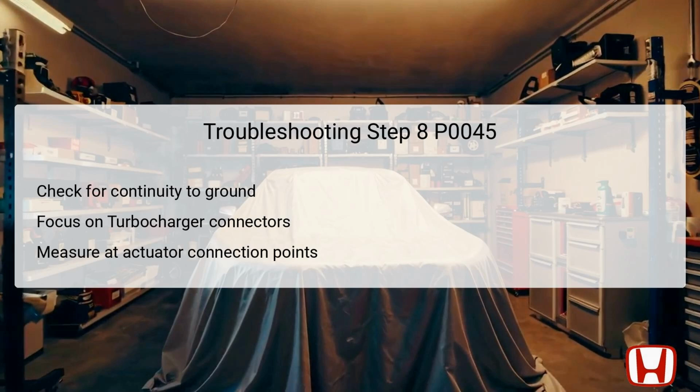In the 8th and final step, you'll check for a short-to-ground condition at the turbocharger wastegate control actuator. Make sure that the vehicle is in the off-lock mode and that both the PCM and turbocharger connectors are disconnected to ensure an accurate test. You'll check for continuity between the male terminals number 1 and number 5 at the turbocharger 5P connector and body ground. If there is continuity between those points, this indicates that there's a short to the ground, and you will need to replace the turbocharger to rectify the issue.